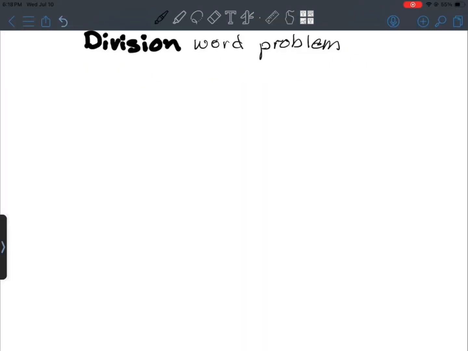Let's try a word problem to see division in action. Imagine you have 20 cookies and you want to pack them into boxes with 5 cookies in each box. How many boxes do you need?